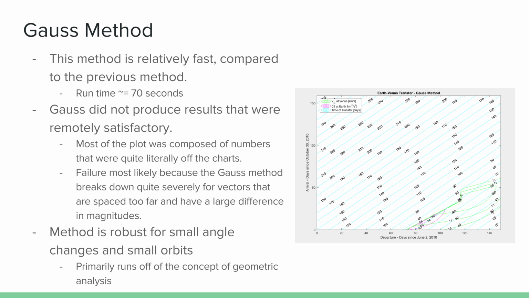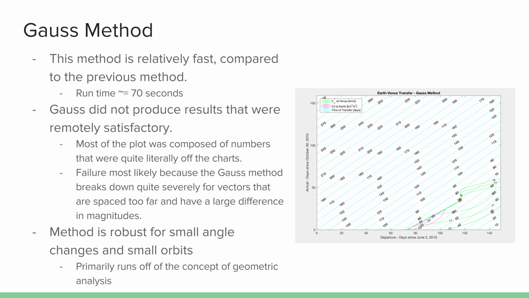And last and certainly least is the Gauss method. Although this method is pretty quick at a runtime of only about a minute, the final results are pretty much useless. Much of the plot is blank here because most of the numbers were out of bounds of acceptable solutions, so I was only able to generate about a fifth of the plot that could give any sort of useful information.